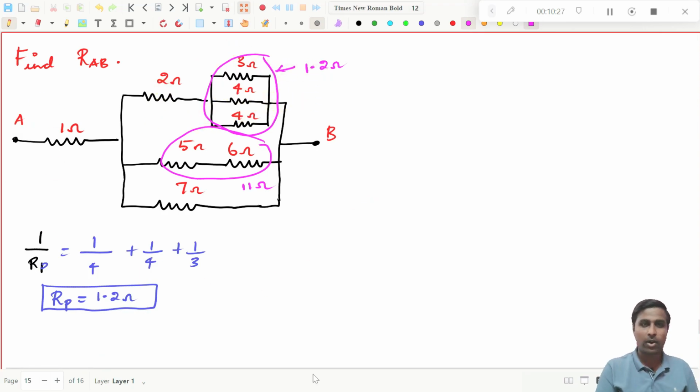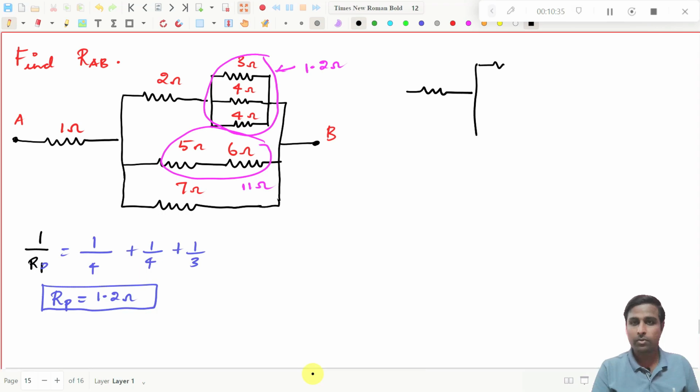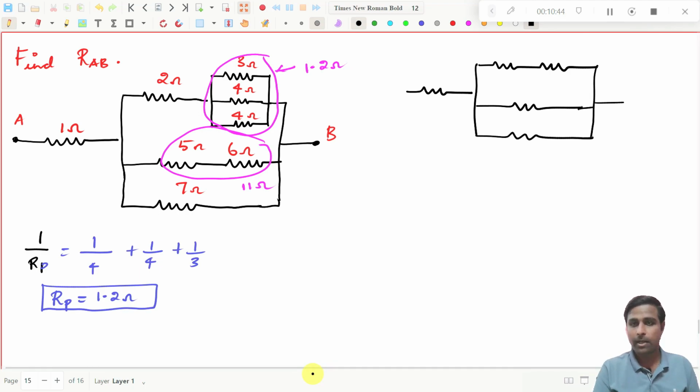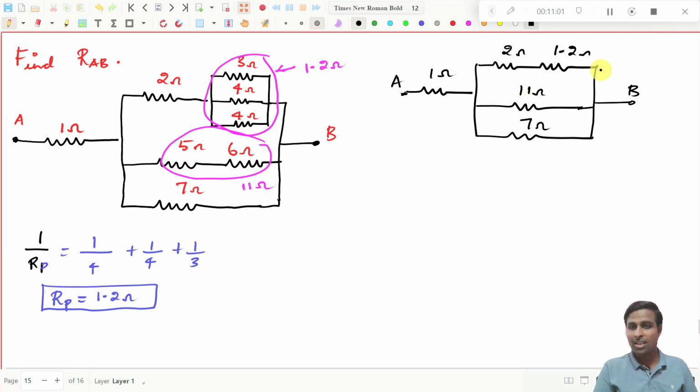Okay, fine. Now I will draw the diagram so that you will easily understand. So, this will be one thing. And you see this 2 ohms is already there and this is what we have found. Here we have found a single resistor and here there is already a single resistor. Right? So, this point will be A and this point will be B. And this is 1 ohm. This is 2 ohms. This is 1.2 ohms, right? Then this is 11 ohms. This is 7 ohms.